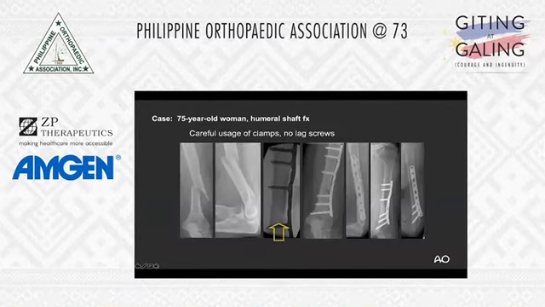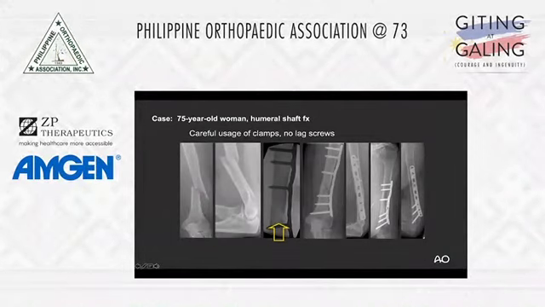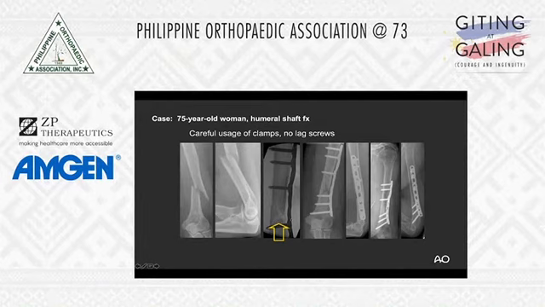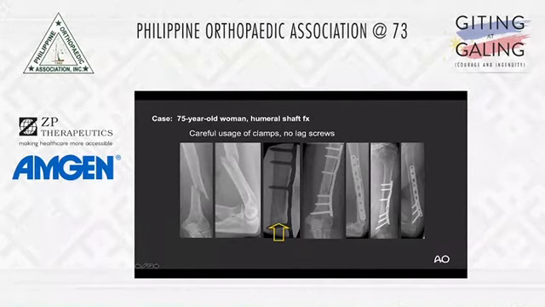The second case shows a 75-year-old woman with a humeral shaft fracture in which the patient was tried to be treated with an absolute stability technique with the use of an interfragmentary screw. However, this interfragmentary screw, as shown in the area of the yellow arrow, led to a comminution of the fracture at that area due to the weak, brittle nature of the osteoporotic bone. So this was then remedied by putting in a bridge plate instead, and this eventually led to healing of the case.